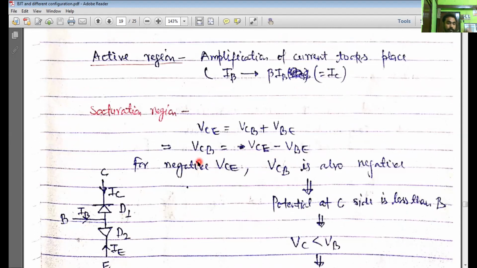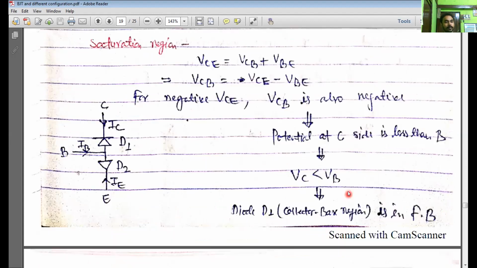When I told you that, see now that concept is working here. I told you when you write VCB, it means the collector has a higher voltage and the base has a lower voltage. But if your VCB becomes negative, you are changing polarity. It means now the base will have a higher voltage and the collector will have a lower voltage, and that's why the potential at the C side is less than the B. The base will be the higher voltage and the voltage at the collector will be the lower one. Okay, and what does that mean?